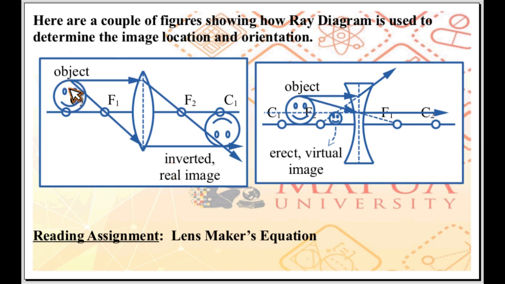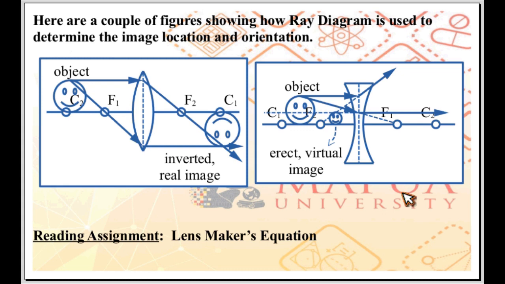Do the same thing for each point on the object and we will be able to form the image. So you have an image located here. On the same side as the refracted light, you have a real image. Compared to the object, the image is inverted, so you have an inverted real image.